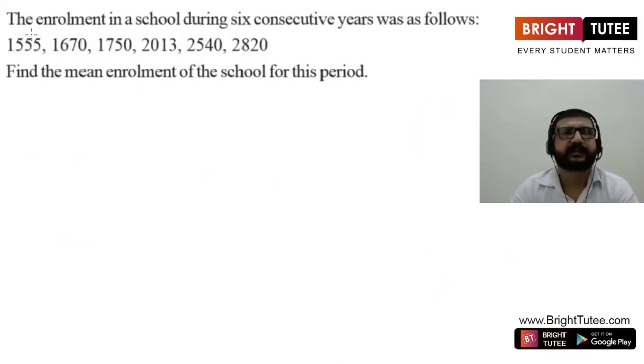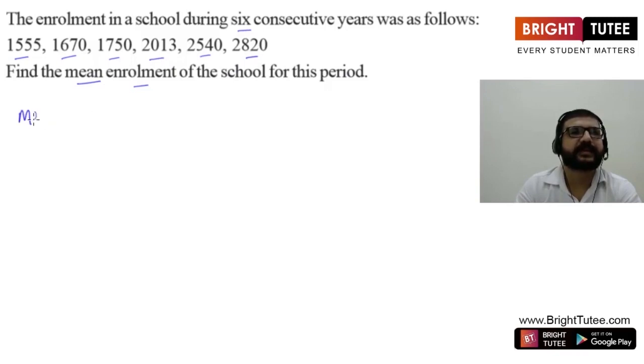The next question here is: the enrollments in a school during 6 consecutive years was as follows: 1555, 1670, 1750, 2013, 2540, 2820. All these are the number of enrollments in 6 consecutive years. We have to find the mean enrollment of the school for this period. That is, we have to find the mean of this data.